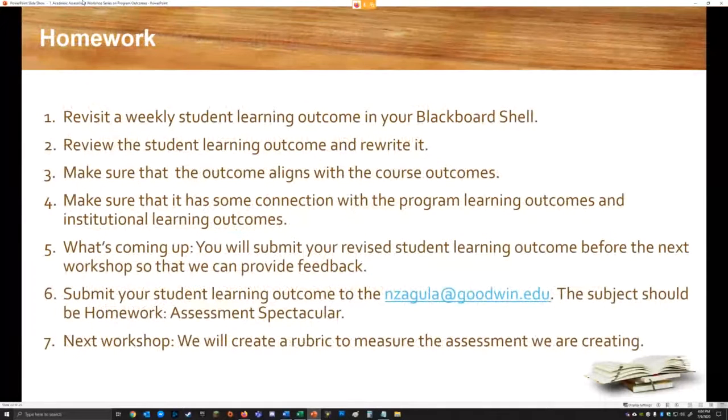Your job before the next session, which will be on rubrics, is to visit one of your weekly student learning outcomes in your Blackboard shell. Pick one of your courses that you teach. Review the student learning outcomes and choose one that you feel is not measurable, and we want you to rewrite it. You can send that information to us, where it says submit student learning outcome. Then we will take that learning outcome and you'll be creating a rubric to measure the assessment that you're going to do. So you're going to get this PowerPoint, you'll be able to follow it.